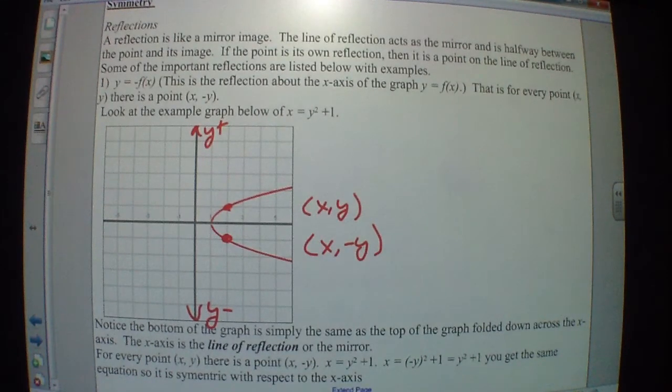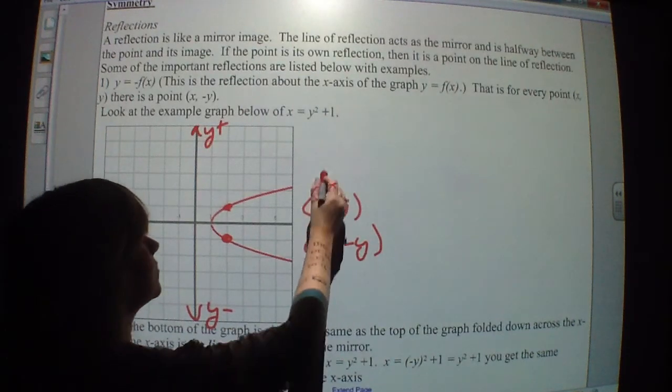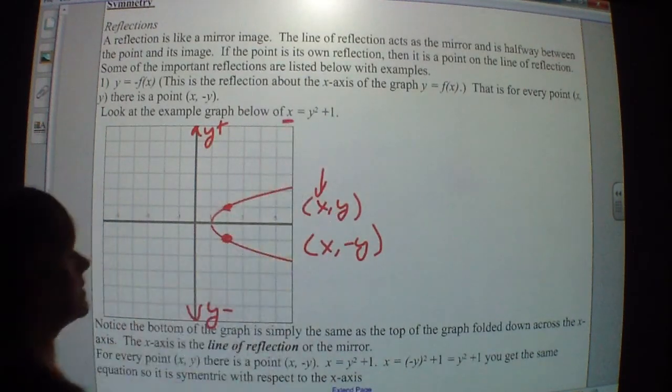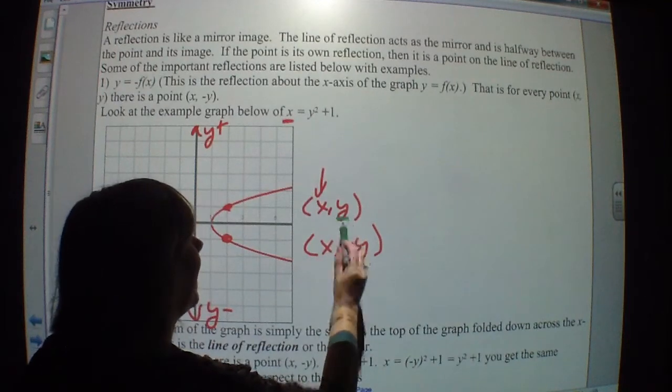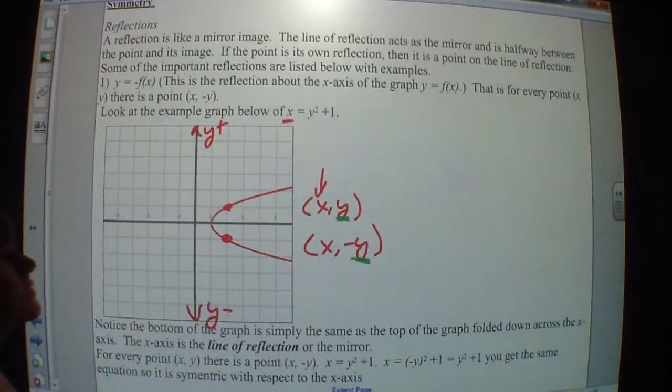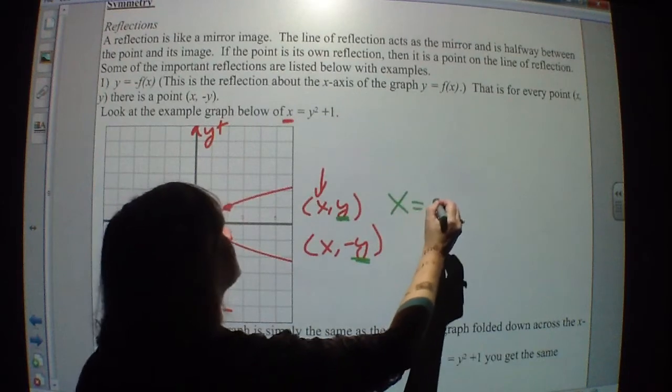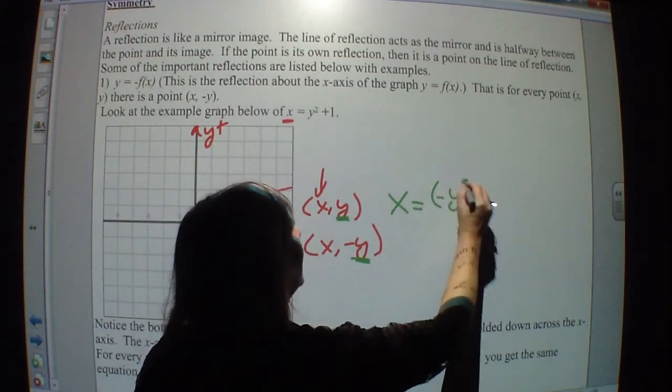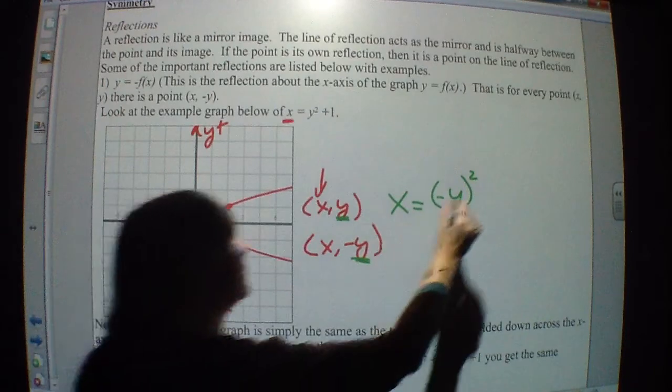Okay? This graph right here is the graph of x is equal to y squared plus 1. I said notice that it's a mirrored image. If you can't graph it, there's another way to see if it has symmetry around this x-axis. What you can do is where there's x, it stays x, but where there's y, you plug in a negative y. So let's do that. X stays as x, but y, you plug in a negative y.